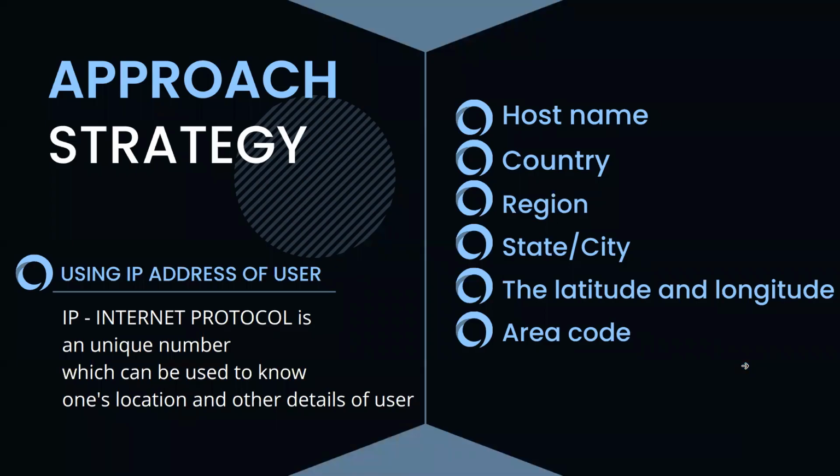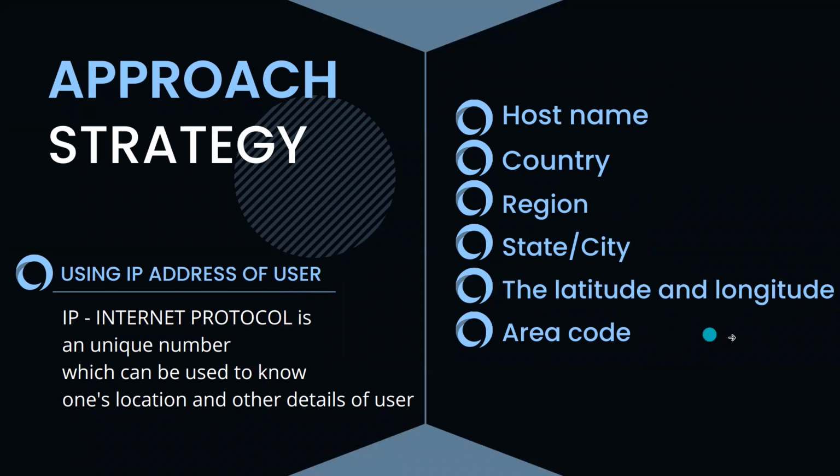So our approach strategy was that we are using the IP address of the user, which is the internet protocol. From the internet protocol, it's actually very easy to obtain the details of the user, which contains many details. For example, the host name, the country, the region, even the state or the city, and along with the latitude and longitude of the user. So this is mainly the part we used for our program.